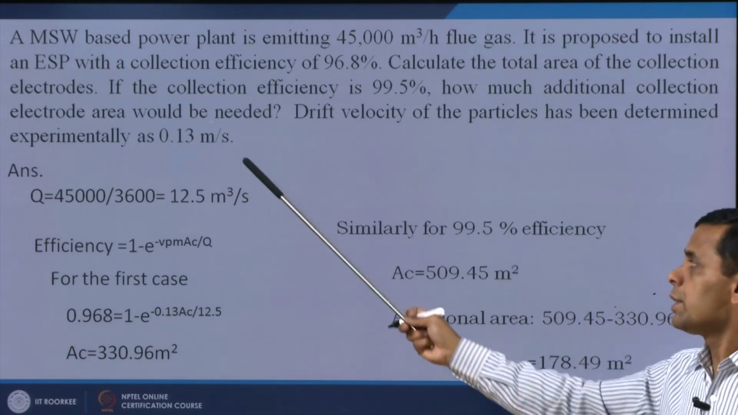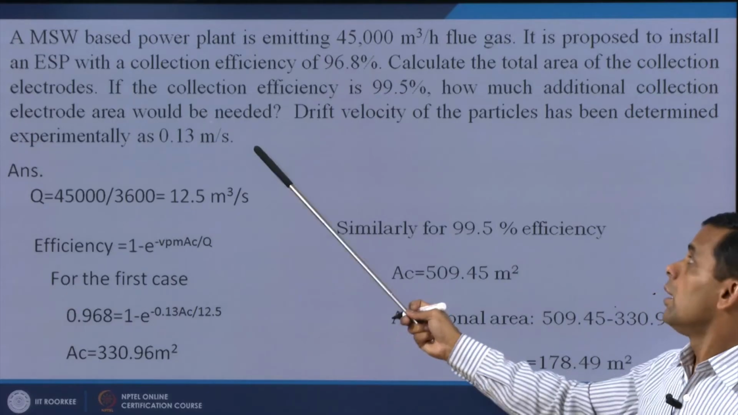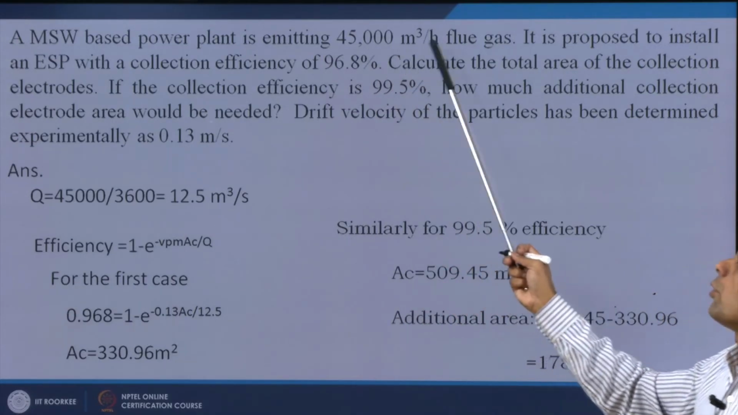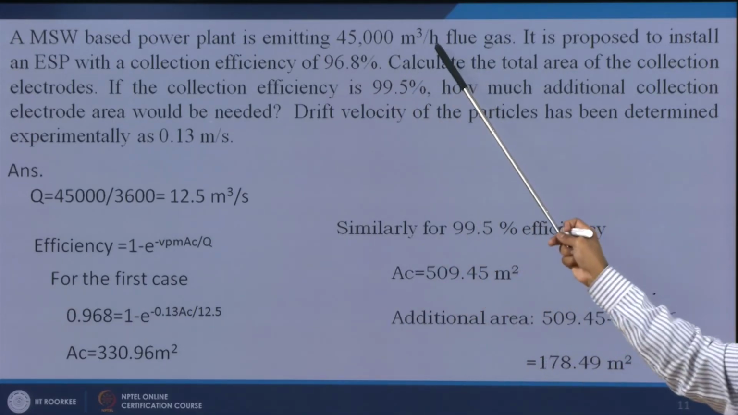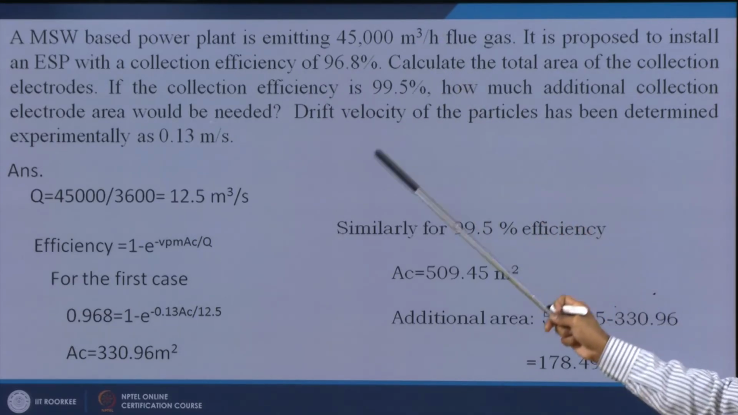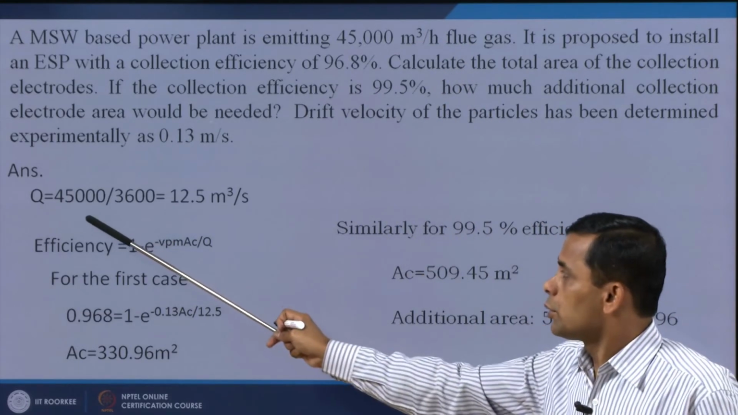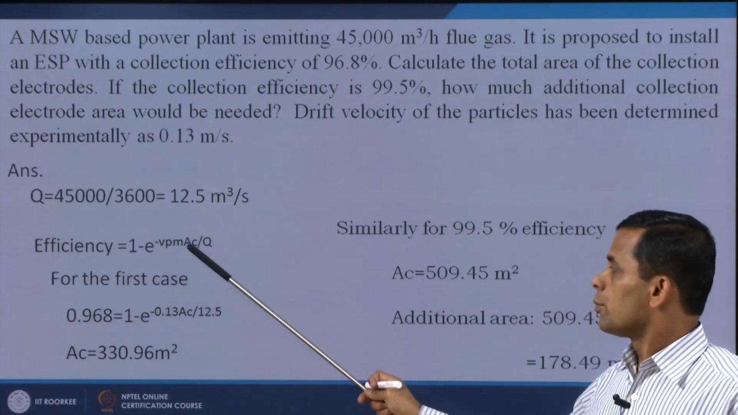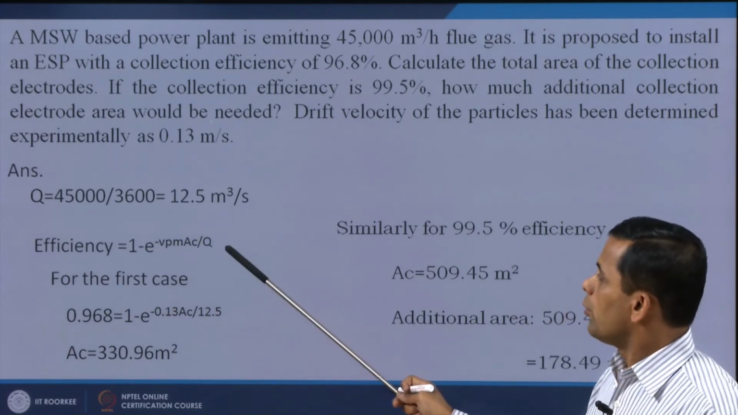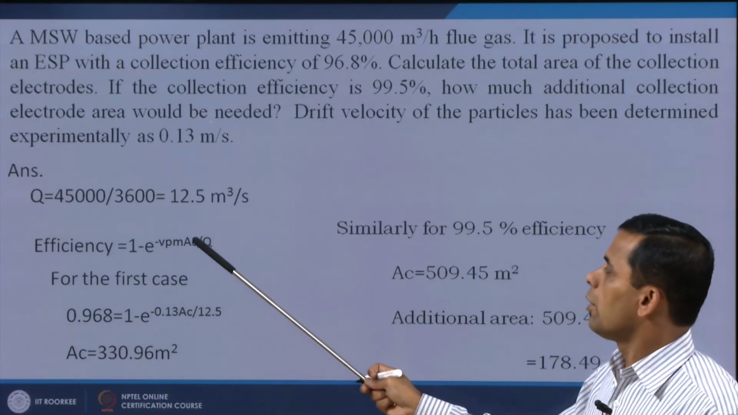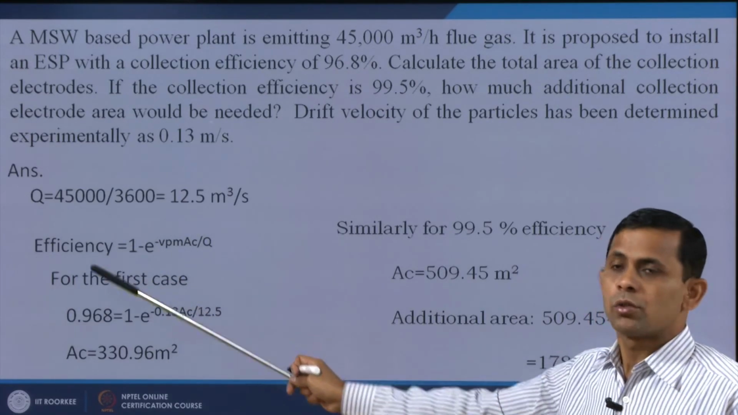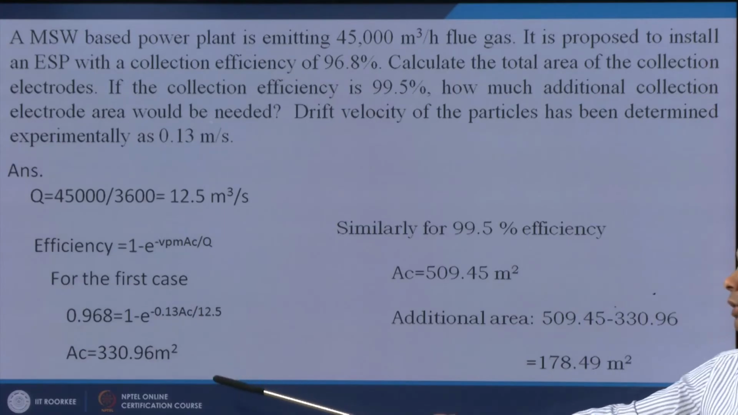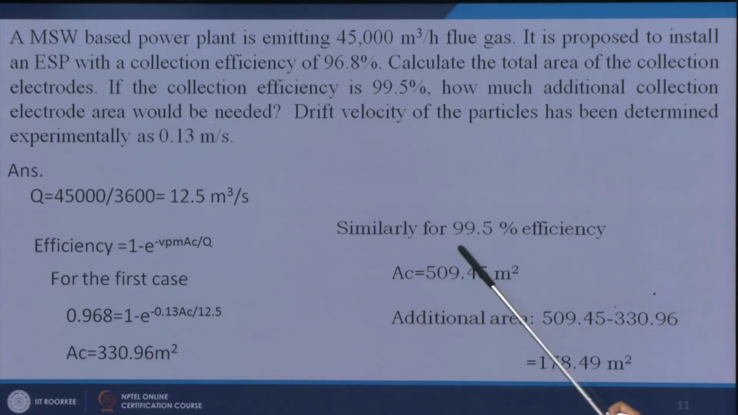So, Vpm is equal to 0.13 meter per second, and Q is equal to 45,000 meter cube per hour, which has to be converted to meter cube per second. If we use the efficiency expression, Vpm and Q are given, so we can get the value of AC as the efficiency is given. In the first case we get AC equal to 330.96, and for the second case we get AC equal to 509.45 as the efficiency changes.